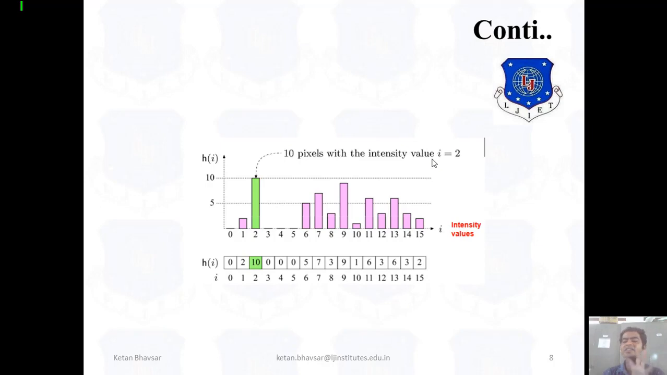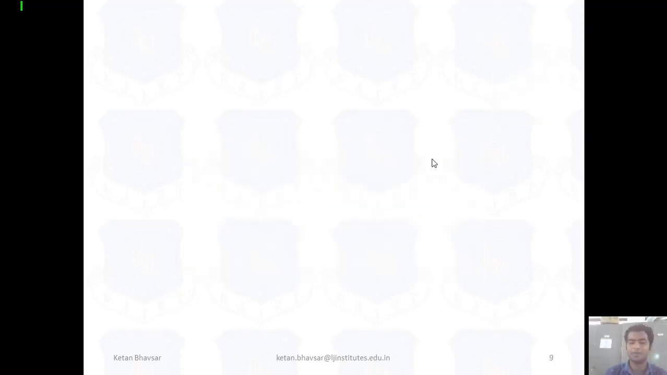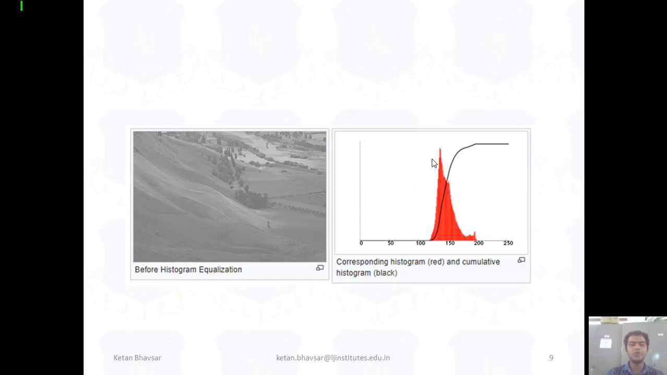And we can generate this type of graph in Scilab software and also in MATLAB software with the help of the histogram program or imhist program. So before, we were talking about the histogram, and now there are two main types: histogram stretching and histogram equalization.